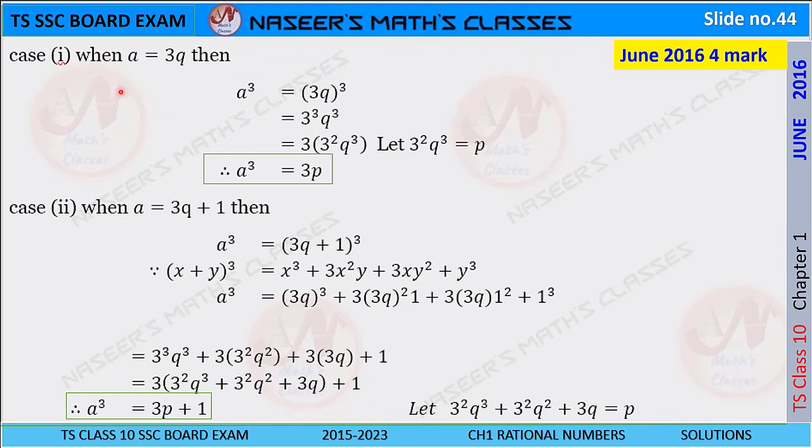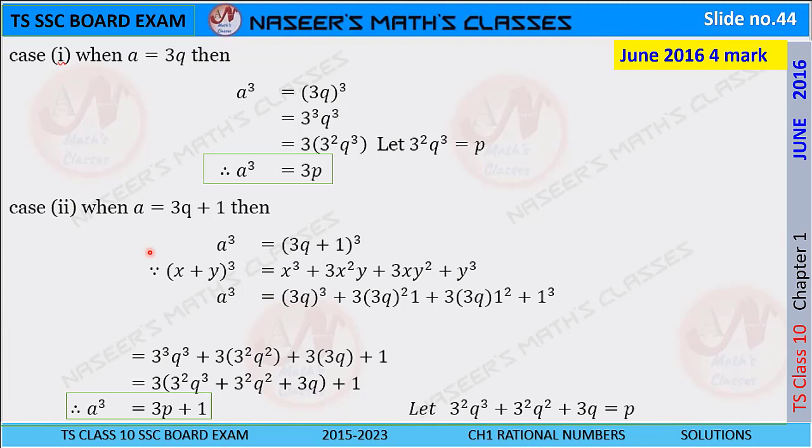Case 1. When a is equal to 3q, then a cube is written as a cube is equal to 3q whole cube. Here 3q whole cube is written as 3 cube q cube. Here we take out 3 common, then we can write it as 3 times of 3 square q cube. Let 3 square q cube is equal to p. Then we get a cube is equal to 3p.